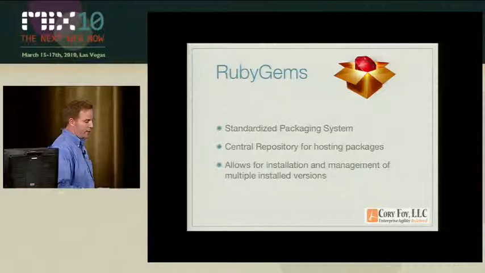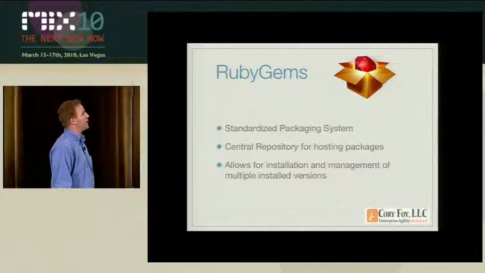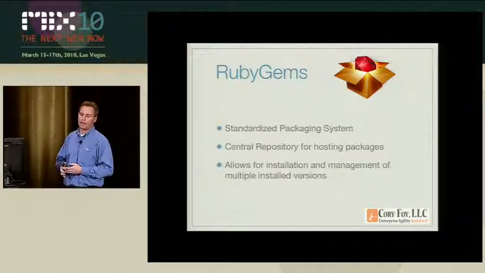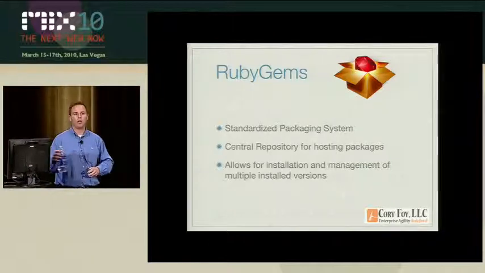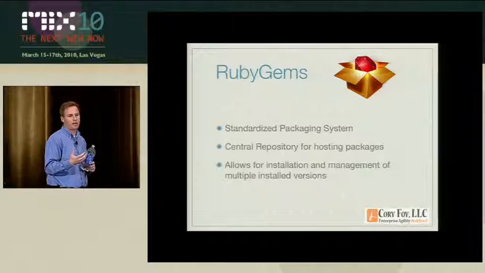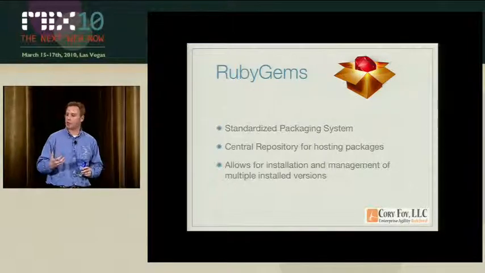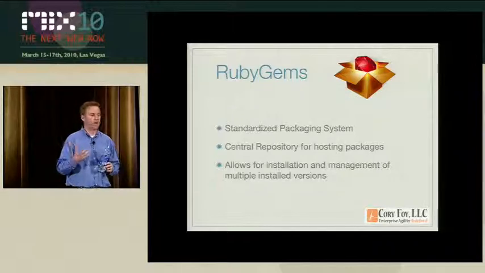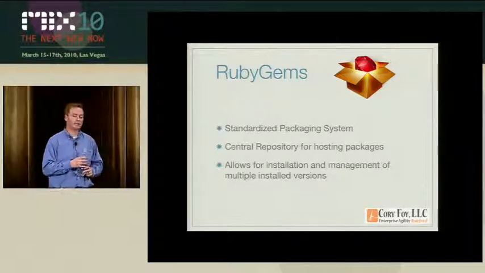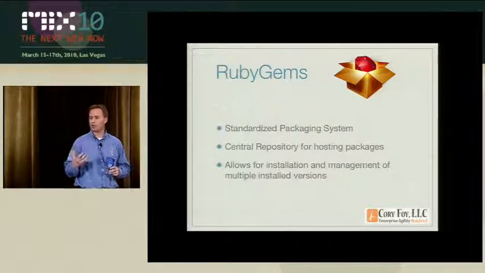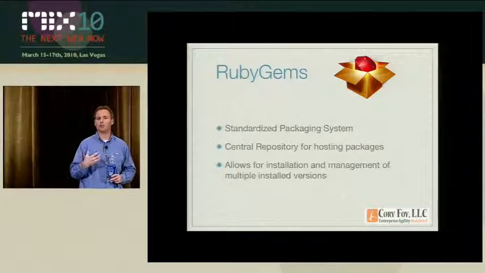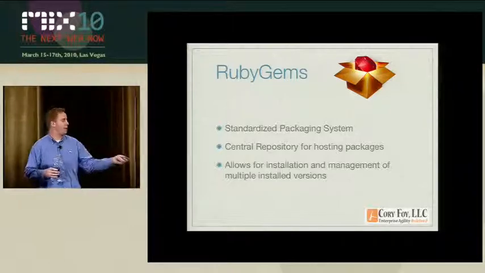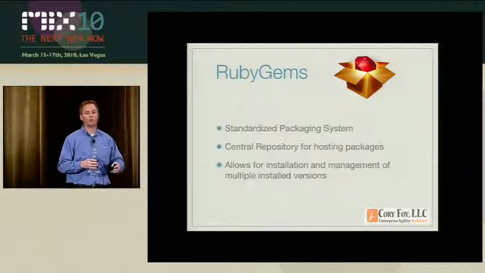OK, so the last interesting thing about Ruby, well, not the last interesting thing, but Ruby gems. Ruby gems are a standardized packaging system for hosting packages. So if you write some snippet of functionality that a lot of people want to use, or that maybe only you want to use, but you want to access it in a standardized way, you can package it as a gem. It's a central repository for hosting these gems, and then anybody can turn around and pull it down. And the important thing is, it allows for management of multiple installed versions.